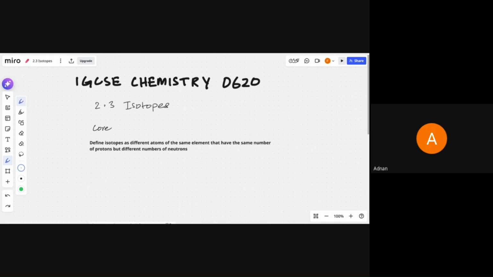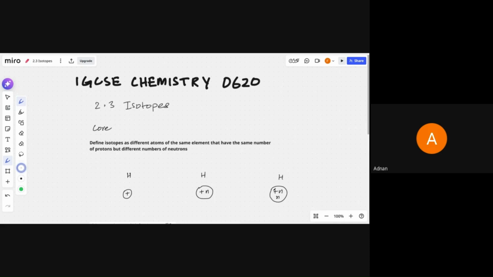So isotopes, let's say we have hydrogen. We have two atoms of hydrogen, for example. In one of these hydrogens, we have only one proton in the nucleus, and in the other one, we have one proton and one neutron, right? And let's say we have a third hydrogen atom in which we have one proton and two neutrons.